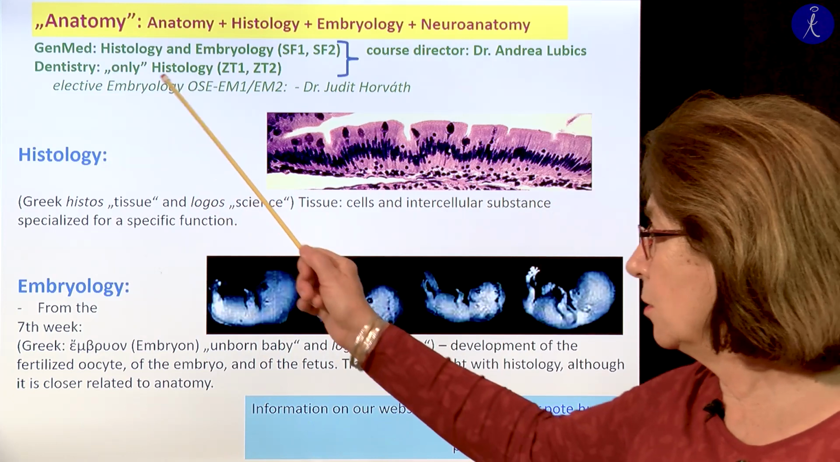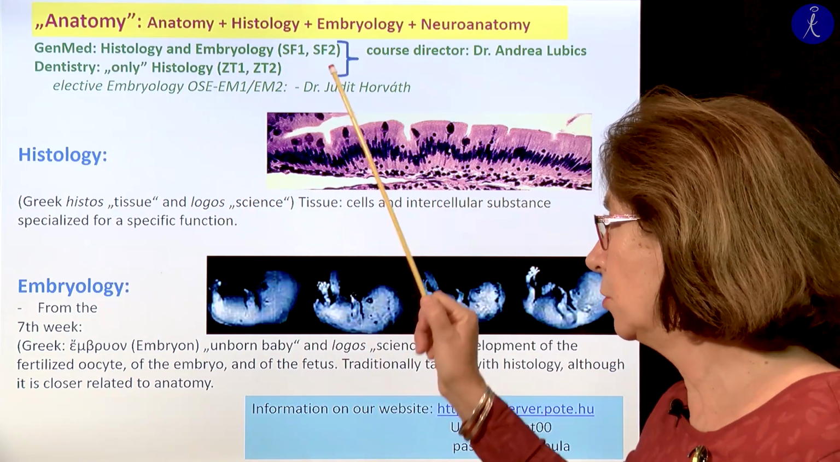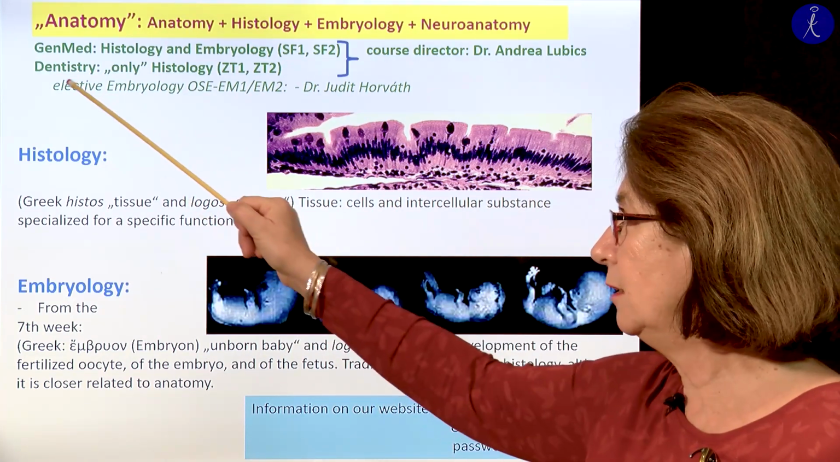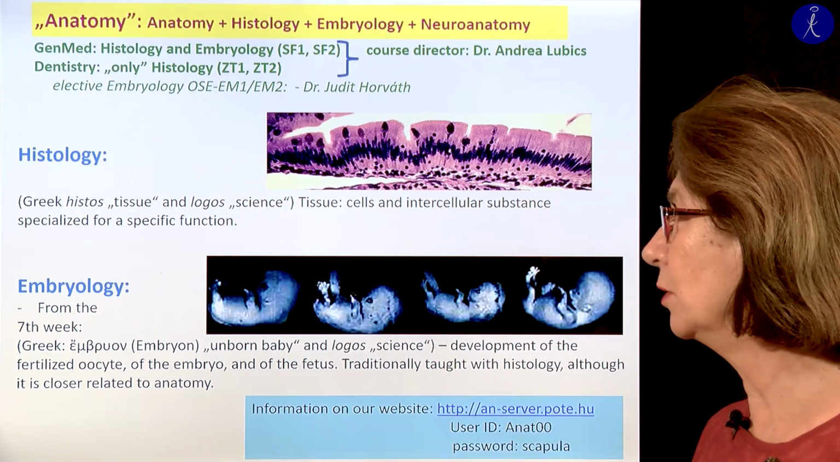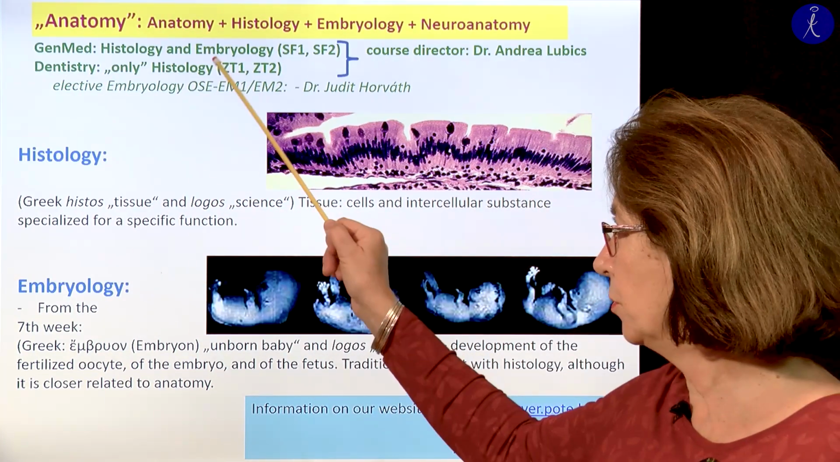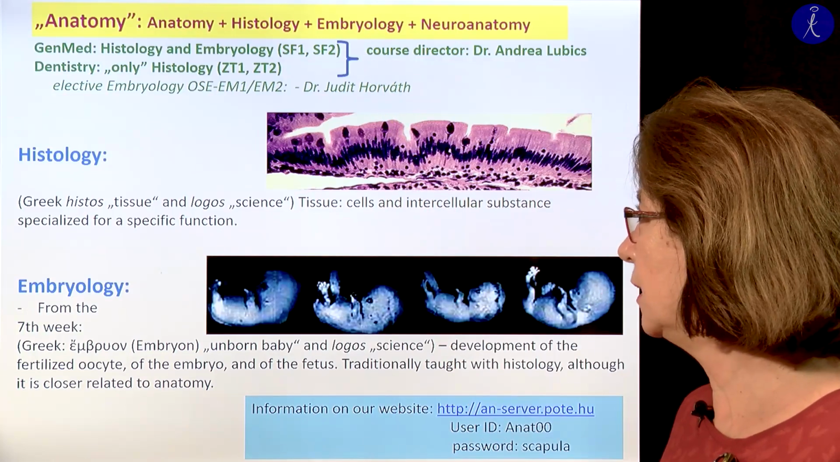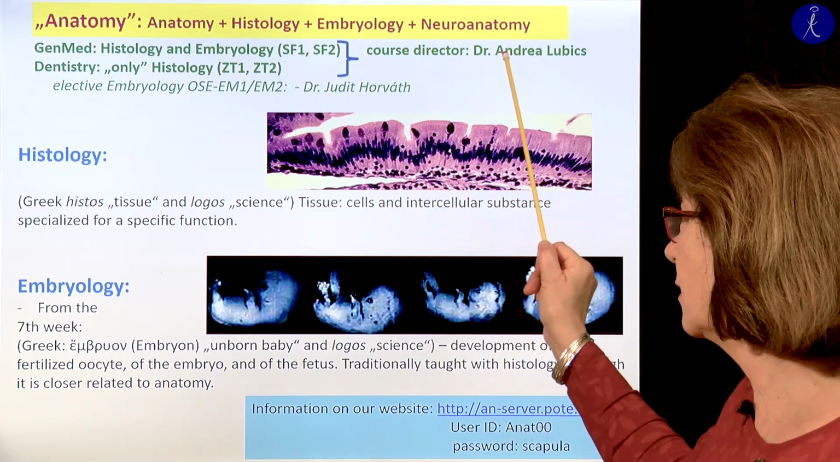The general medicine students, they study histology and embryology with these codes. The dentistry students will study in this semester only histology. These are the codes for it. The course director for these subjects is Andrea Lubitsch.